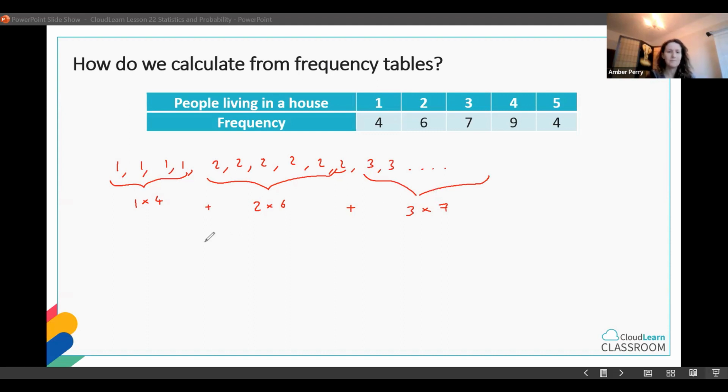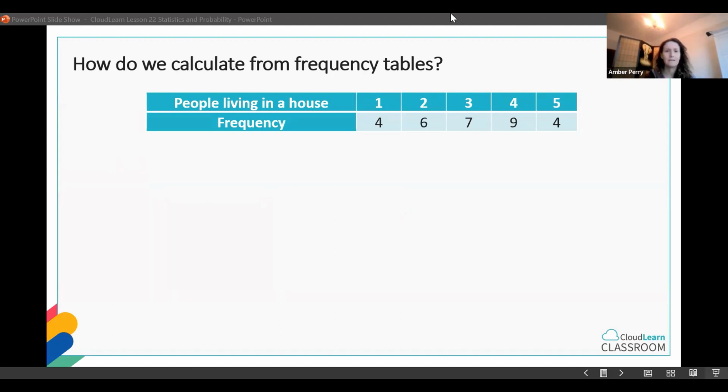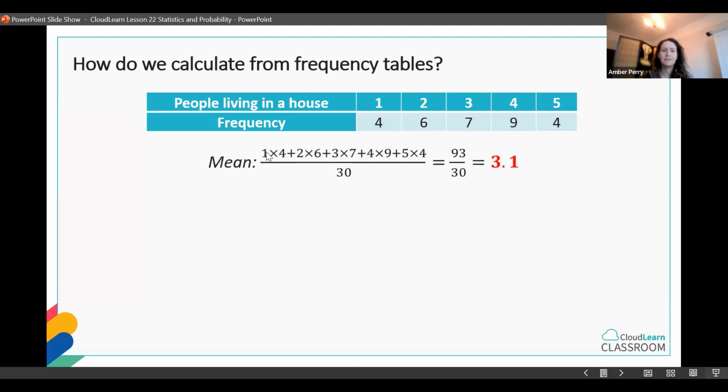So to find the mean, I think that it was going to come up, so I can just put that up there now, hopefully. Yeah, there we go. So to find the mean, you just do the number of whatever's in this table, so in this case people living in a house, multiplied by the frequency for that particular group, and then add the next one, and the next one, and the next one. So you multiply them all together and then add them up. Then divide it by the total. So you're going to have to work out 4 plus 6 plus 7 plus 9 plus 4. That's the total number of people that were surveyed.